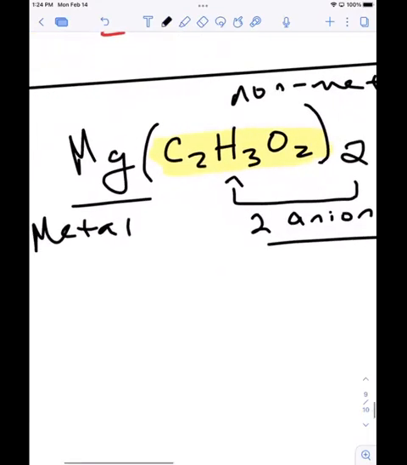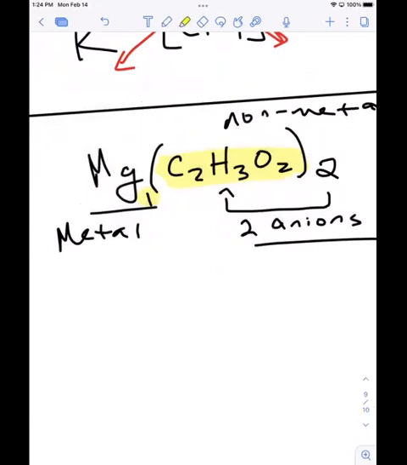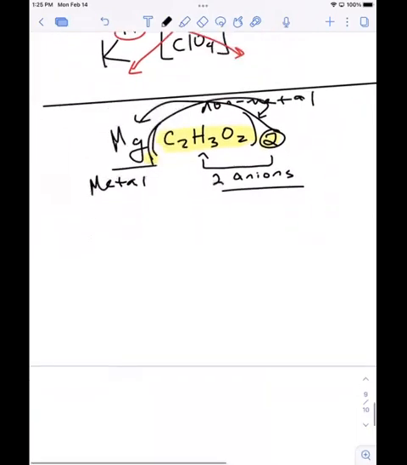So, you know, this is understood to be 1. I didn't write it because it's understood to be 1. And then this is 2. So when I pull them apart, the 2 is going to end up coming here, right? And the 1 is going to end up coming, not like that, sorry, here as a superscript, right?